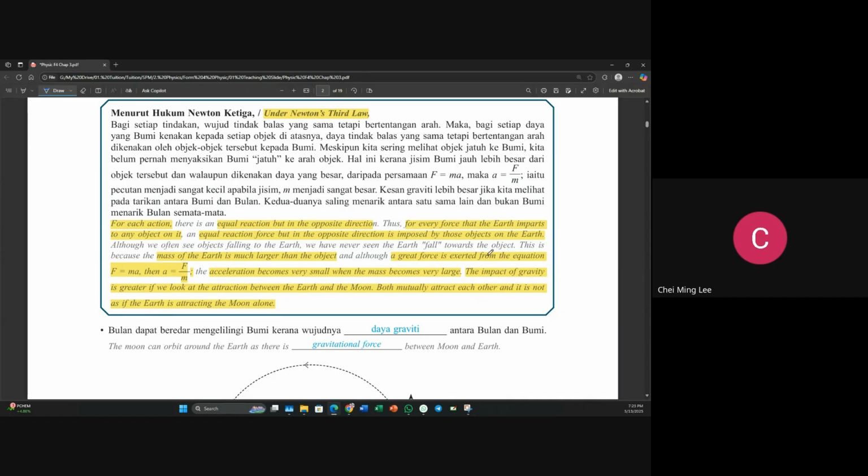So the impact of gravity is greater if we look at the attraction between the Earth and the Moon. And both mutually attract each other, you see. It is not as the Earth is attracting the Moon alone. No. Both attract each other. That's why it creates a force. So when it creates a force, both sides pull together.